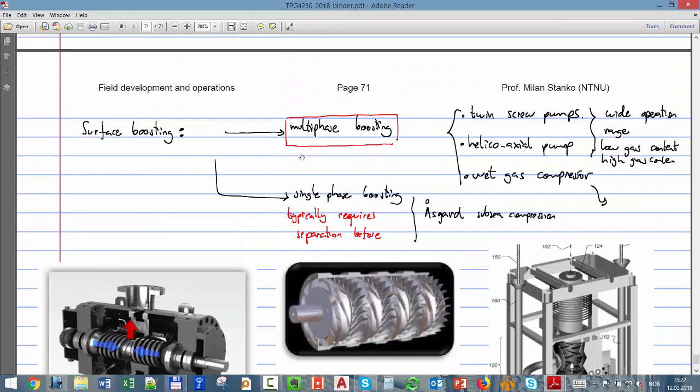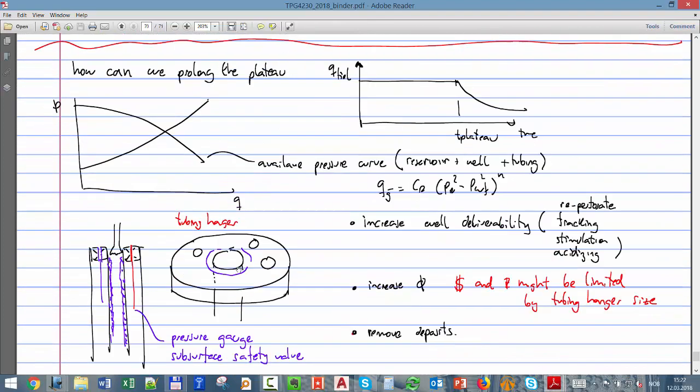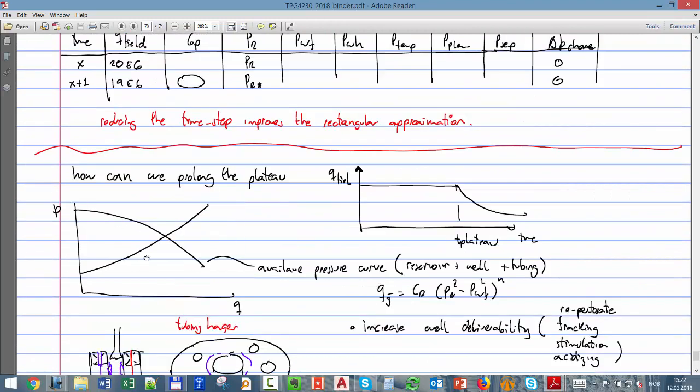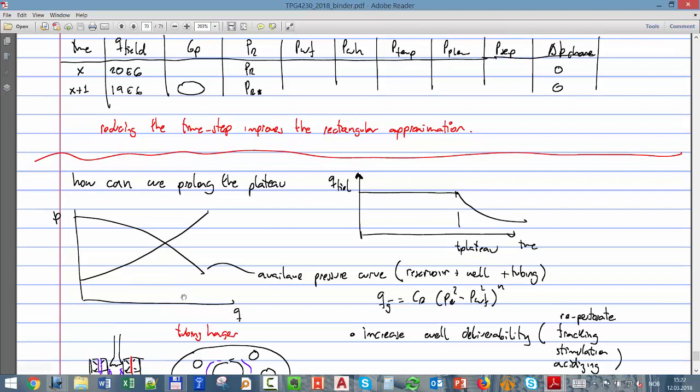So we said basically we have two ways that we can make boosting, right? We said multi-phase. We take the whole well stream, the untreated stream, and we pass it through a machine that can bridge. Remember, we're always talking about two curves, available and required. And if for some reason I want a rate that is to the right of the intersection, okay?